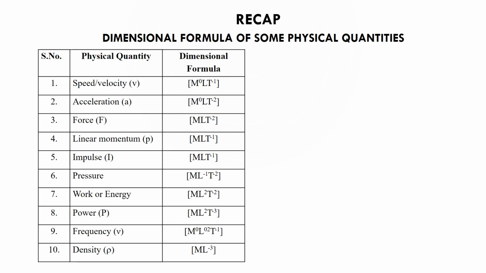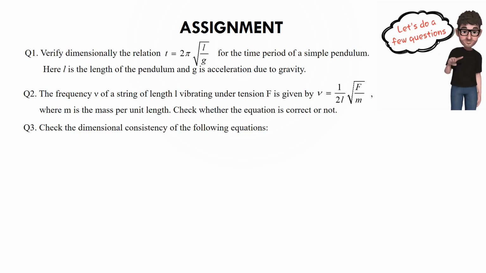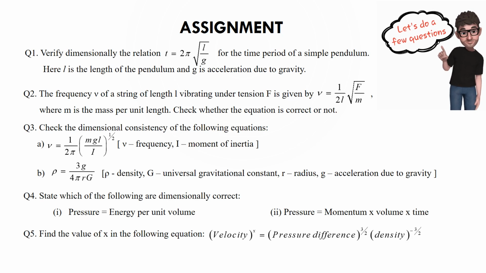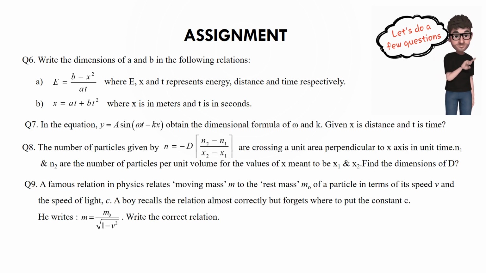Also, we have done the dimensional formula of some physical quantities. These are the 20, the most important 20 for your part. Let's start the assignment. So these were the questions which were given to you. If you want to try on your own, pause the video. Okay, there are overall 9 questions, and questions 7, 8, and 9 are very good. So see the video till the end to find the answer of these.